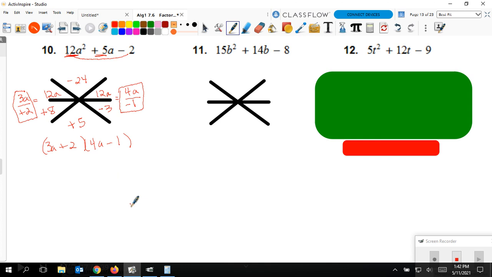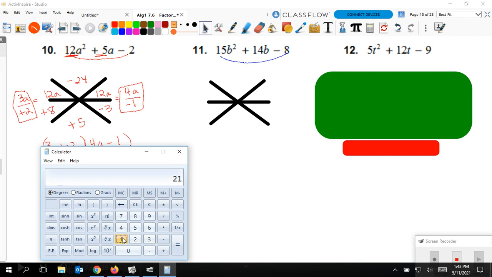Let's take a look at number 11. Again, there's no GCF to factor out, so we start with 15 times negative 8. It's going to be a little bit bigger, 15 times 8. We might want to use our calculator to help there, because we'll probably need to use it again. 15 times 8 gives us 120.